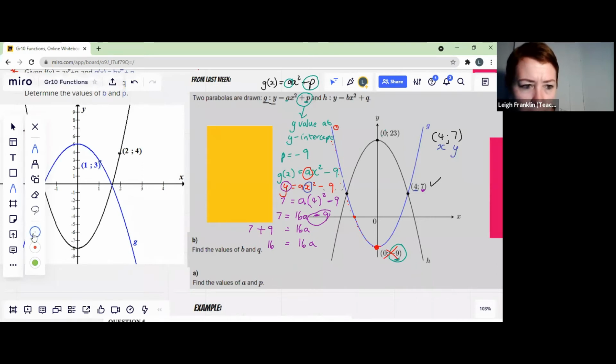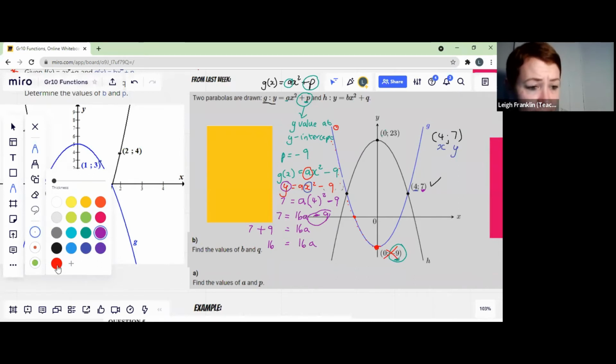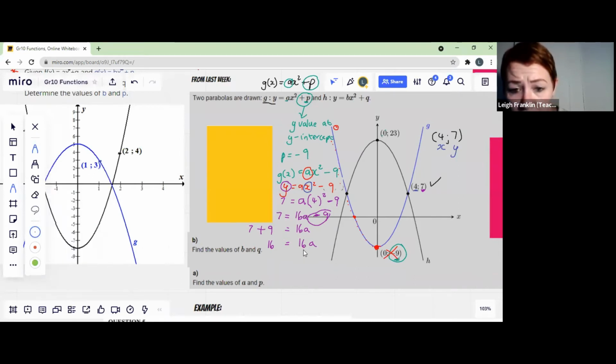I'm going to divide both by 16. We're going to divide both sides by 16. And the reason we're dividing both by 16 is because we've got a 16 in front of the A. So we always divide by what is in front of the A. Okay, grade 10s, both sides. All right, so we divide both sides by 16, and that means that A has to be equal to 1.